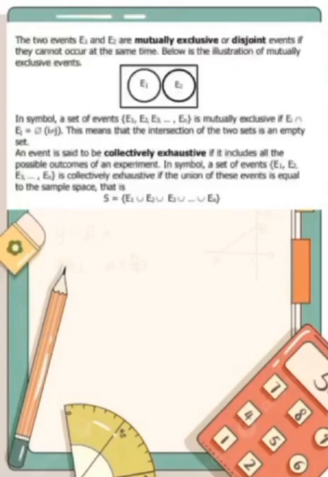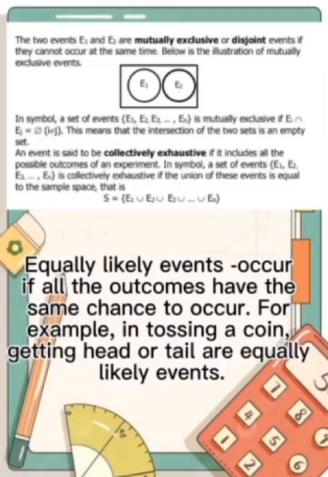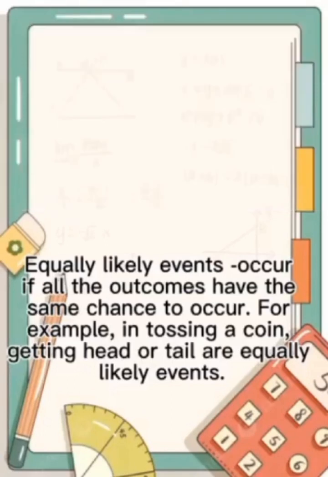Two events are mutually exclusive or disjoint events if they cannot occur at the same time. Below is the illustration of mutually exclusive events. Equally likely events occur if all the outcomes have the same chance to occur. For example, in tossing a coin, getting head or tail are equally likely events.